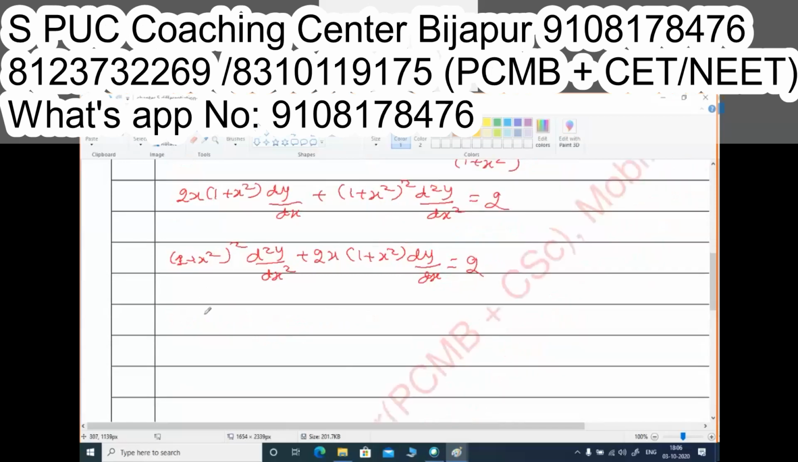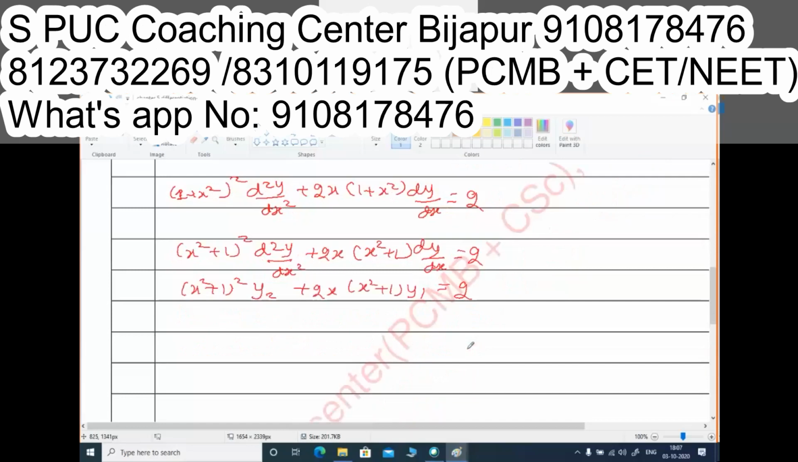According to him, how can we write this? (x square plus 1) bracket square d square y by dx square plus 2x (x square plus 1) into dy by dx, which is equals to 2. Simplifying it exactly as he has asked with y2, it becomes (x square plus 1) bracket square into y2 plus 2x (x square plus 1) into y1, which is equals to 2.